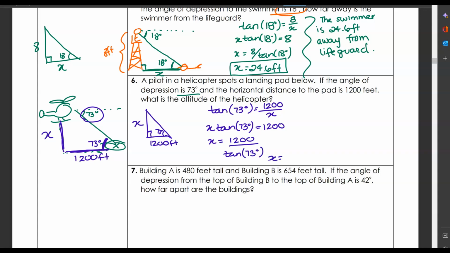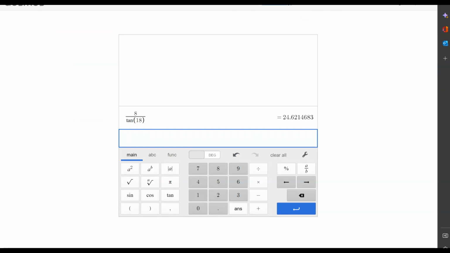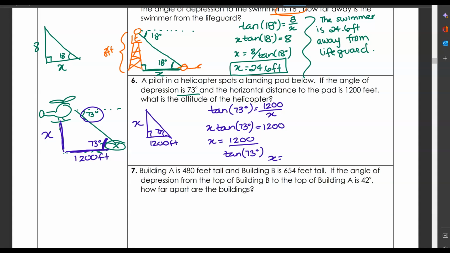So we're going to go ahead and plug that into the Desmos calculator. Oh, wait, did I do that correctly? Hold on, let's go back over here. Oh, I set it up wrong again. Whoops, I apologize, class. Glad I caught that. So it's going to be opposite over adjacent. And so then I'm going to have 1,200 tan of 73 degrees is equal to x.